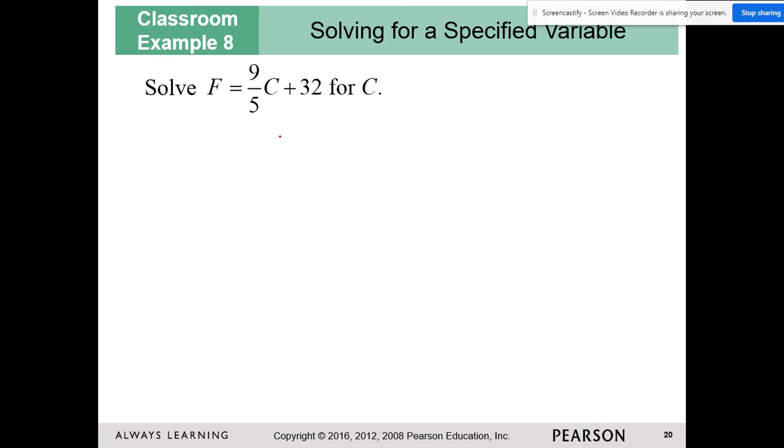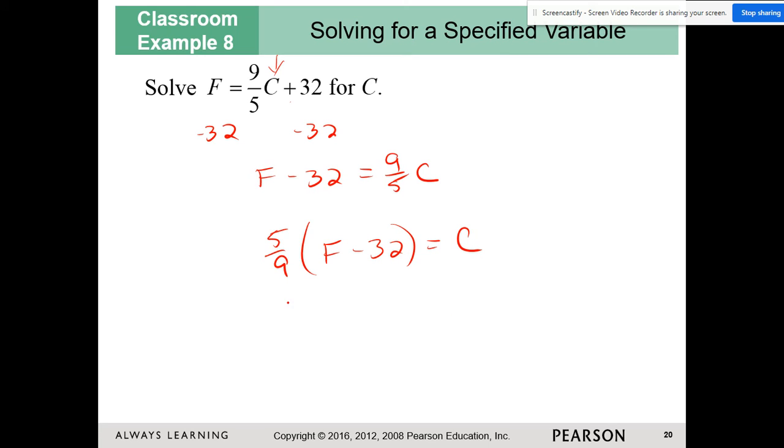All right, solving for C. So trying to get this variable by itself. We're going to subtract our 32. And remember, when we're trying to get rid of this fraction in front of the variable, rather than dividing, it's easier if we multiply by the reciprocal. So we're going to take 5/9 and multiply.